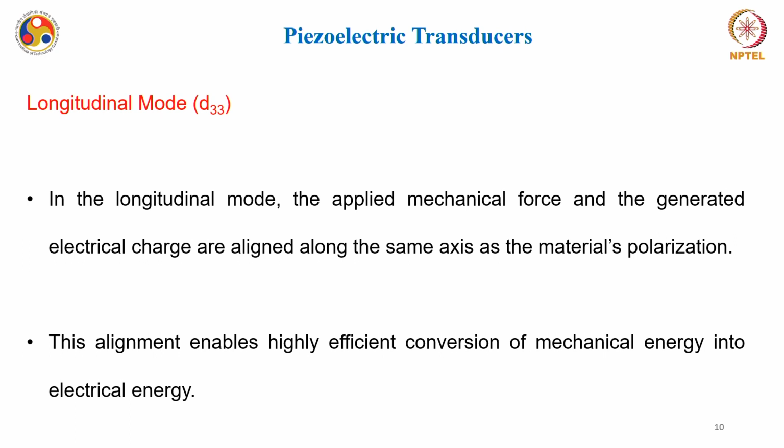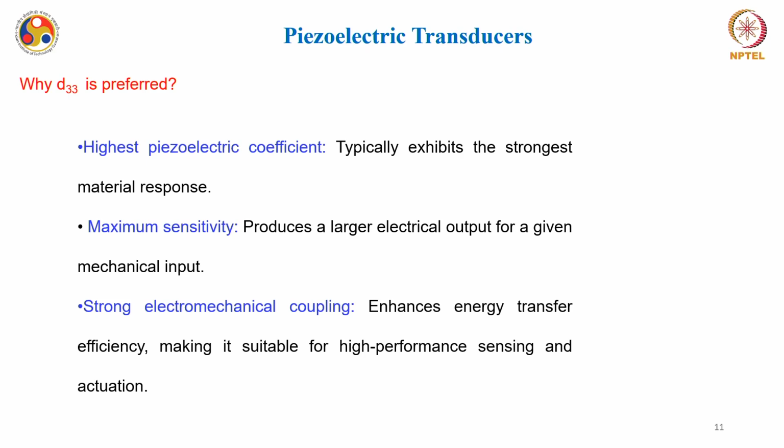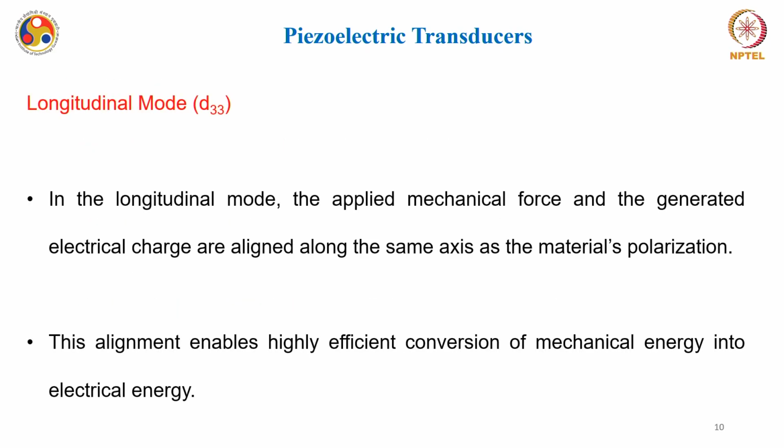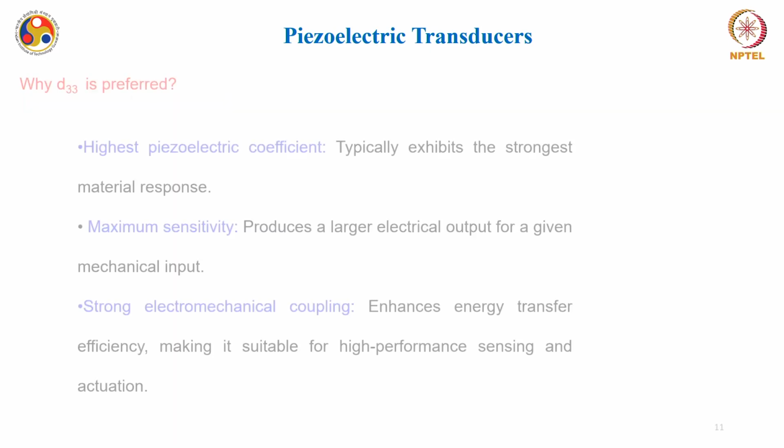We have the D33 and D31 modes. The D33 mode is sometimes also known as the longitudinal mode. In the longitudinal mode, the applied mechanical force and the generated electric charge that we have just seen are aligned along the same axis as the material's polarization. This alignment enables the highest efficiency conversion of mechanical to electrical energy.